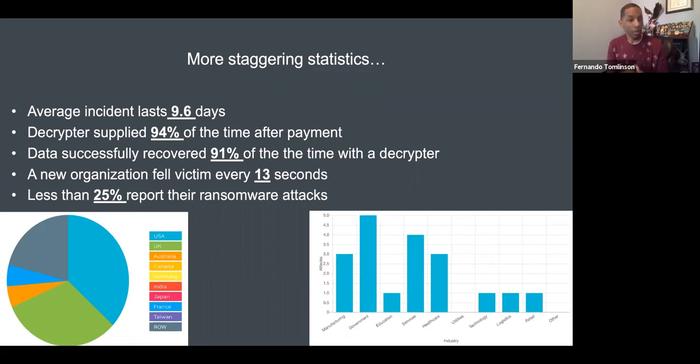And a new organization falls victim to ransomware every 13 seconds, right? And as I talk about, not everybody's running to the front of the line or trying to get on the evening news to tell us about the ransomware attack. Less than 25% of people actually report them above regulatory guidance or reporting requirements, in the sense of openly coming out and saying it.